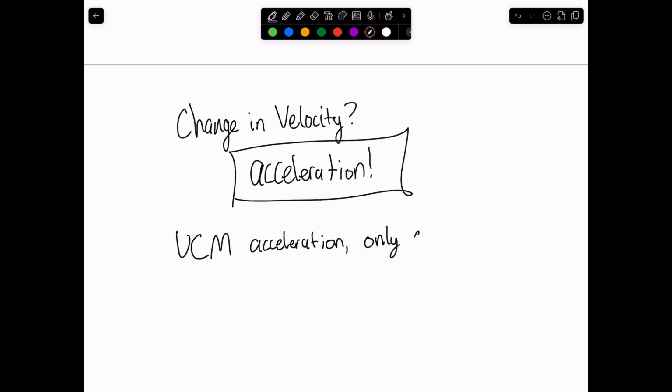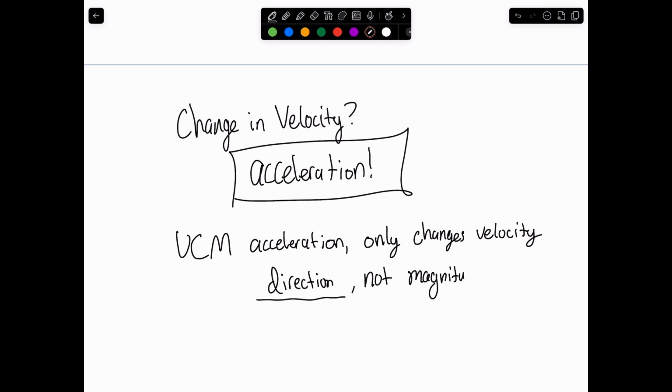only changes velocity direction, not magnitude. And how do I know that? Well, probably 50th time I've said this in this video, but magnitude of velocity is speed.